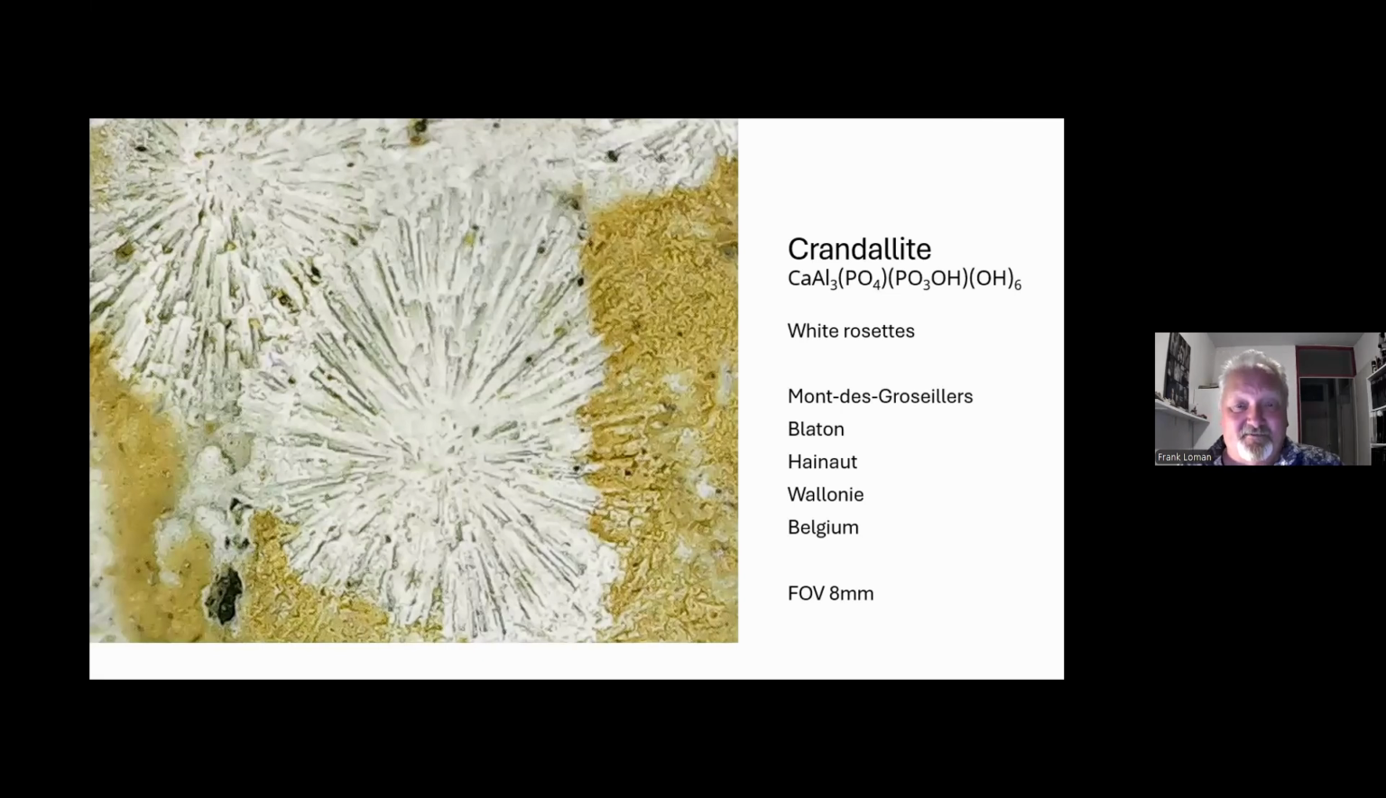Well, crystallite forms nice white rosettes from Blaton in Belgium.